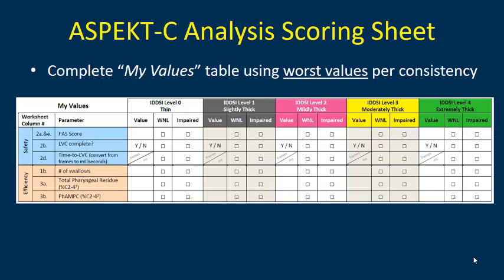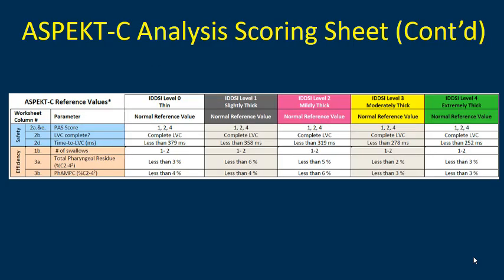Performance is not collapsed across consistencies using the ASPEKT-C method. Therefore, reference values are provided for all ITSE levels along the liquid side. As mentioned during the examples, we identify the ITSE level associated with our measurements when comparing these to normal reference values, as the reference values are unique to each consistency.